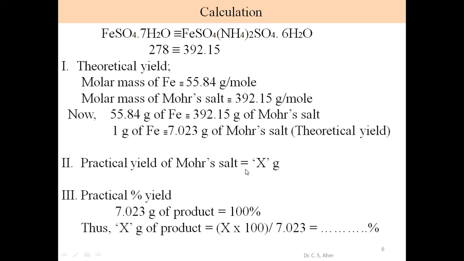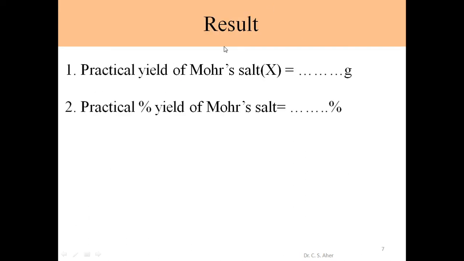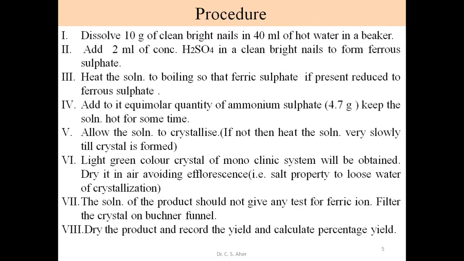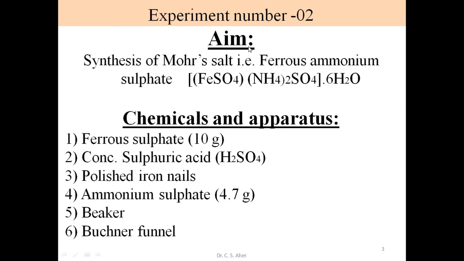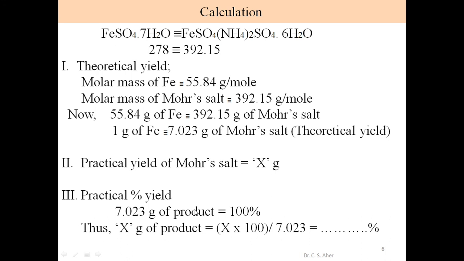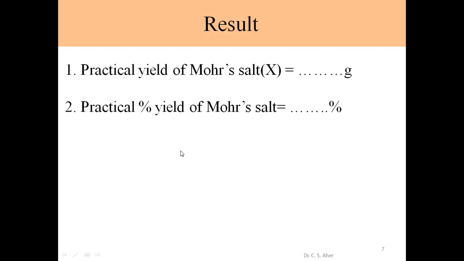We record the weight of dry crystals, and from that we calculate the percentage practical yield, and we note the same in the result table: practical yield of Mohr salt, that is X in gram, and percent practical yield of Mohr salt in percentage. So this is about the second experiment. Students, you should note the experiment number, chemicals and apparatus in your notebook, theory, and procedure. The procedure given in the practical book, we write in the journal. Then the simple calculations and the result table. These are the points you have to write down in your journals.